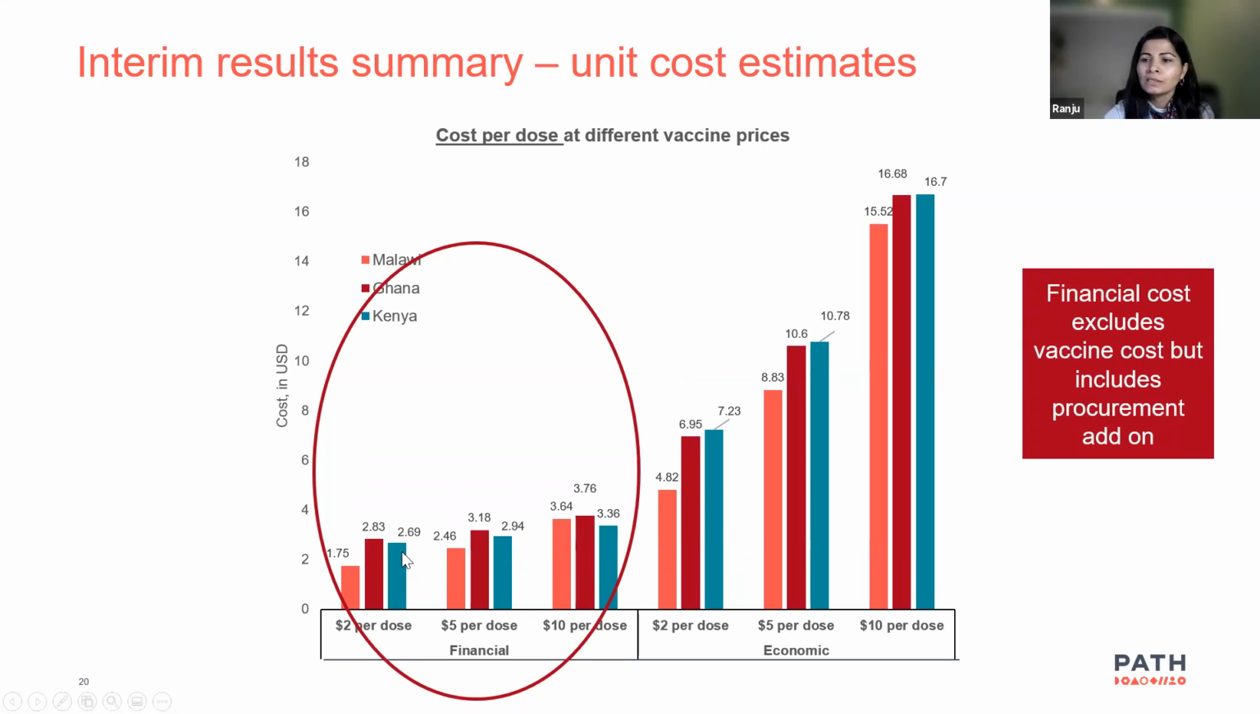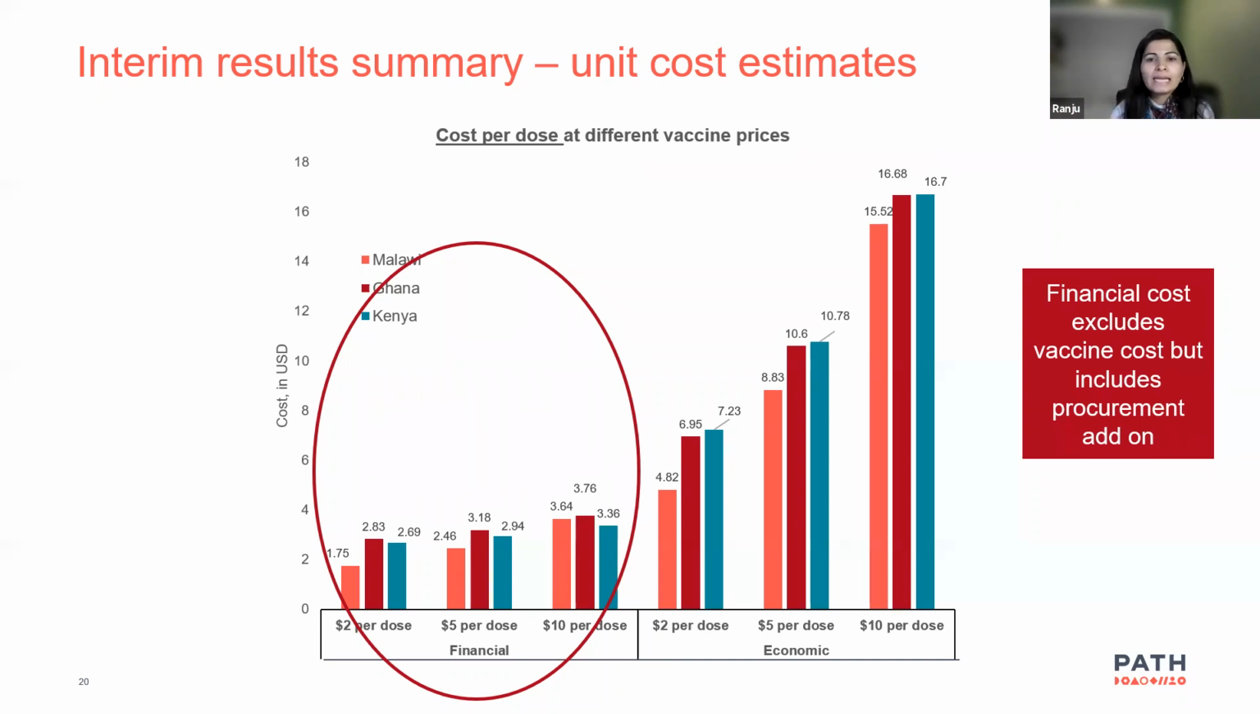But if you look at the other countries, for example Kenya, the cost per dose assuming $2 is around $2.70, whereas when we assume a $10 vaccine price per dose, it is $3.36, which is less than a $1 difference. The main factor driving this difference is the procurement add-on cost. If you recall, the procurement add-on cost, which is an add-on to the base price, is 21.5% in the case of Malawi, 10.6% in Ghana, and 7.6% in Kenya. That is what is reflected here, and it has an implication on the financial cost to the government, especially in this context.